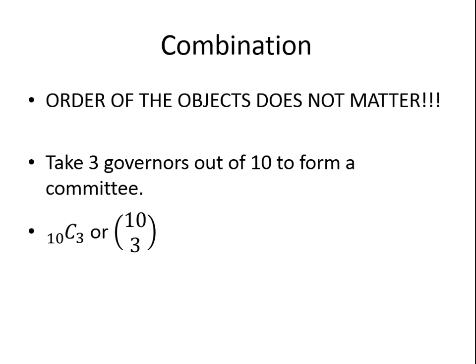So this would be anything where you need a group that doesn't have any rankings, so there's not like a president, a vice president, there's not a first, second, or third. It doesn't matter which one's first, second, or third, there's not like one's better than the other. That's where you would use a combination. So a combination is just a group of 3 out of 10.